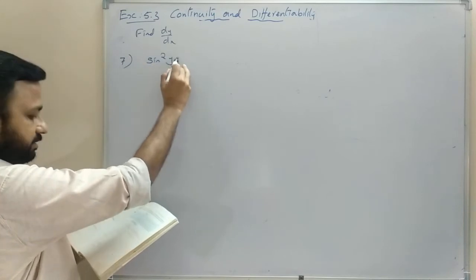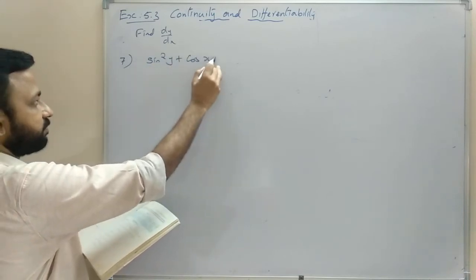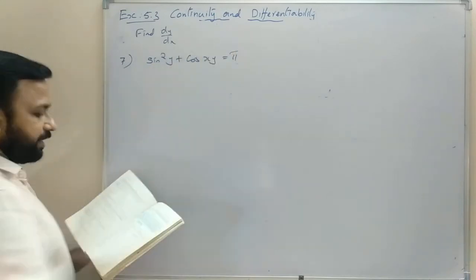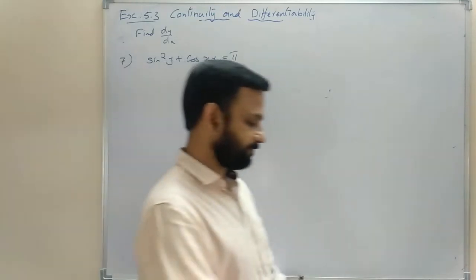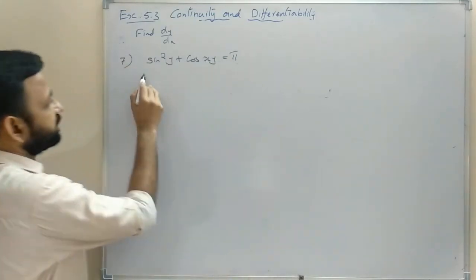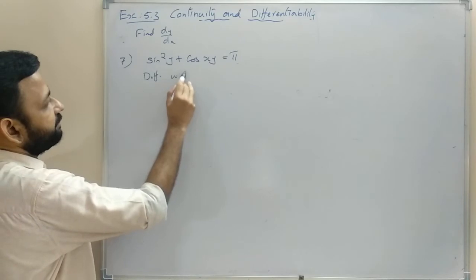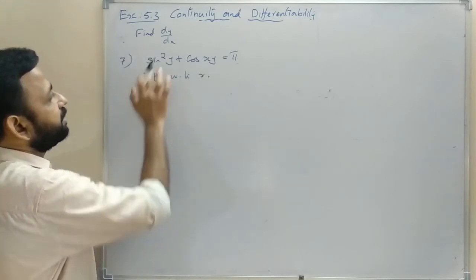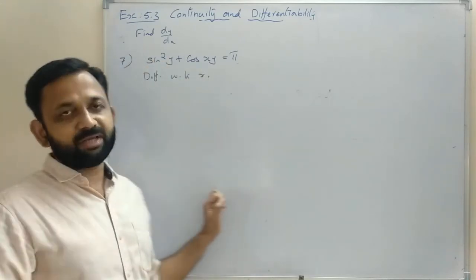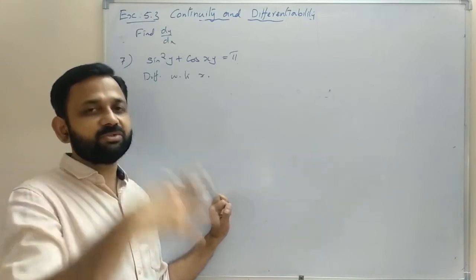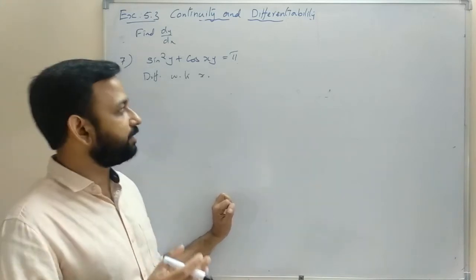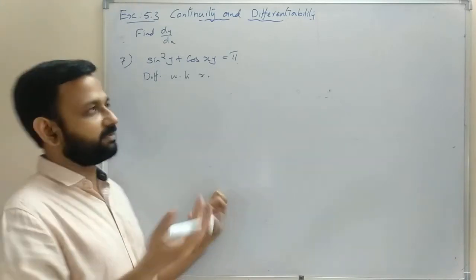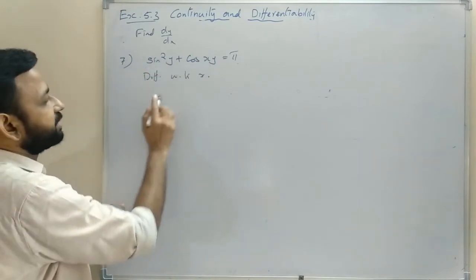Sin square y plus cos xy is equal to pi. So we need to find the dy by dx. So differentiate with respect to x. Derivative of sin square y, we can use the x raised to n formula, d by dx of x raised to n equal to n x raised to n minus 1. So derivative of sin square y.